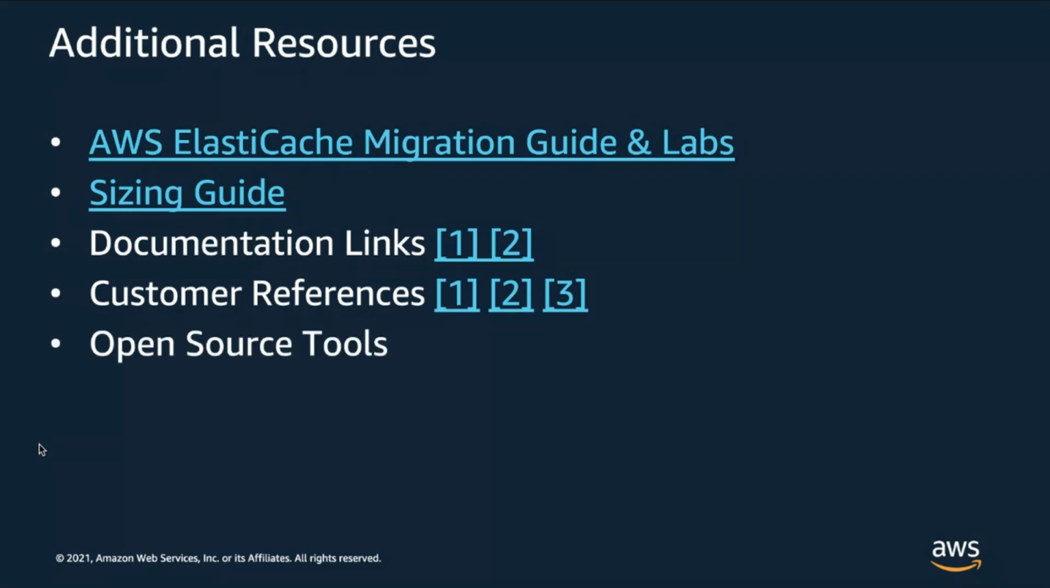Lastly, I wanted to call out that we've heard some really positive experiences from our customers leveraging some additional open source tooling around their migrations. Since ElastiCache is compatible with open source Memcached and Redis, customers can leverage other open source tools to assist in their migration. Such tools are outside of the scope of this presentation, but if you have any questions on this front, I encourage you to reach out.